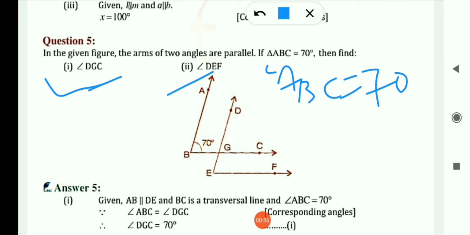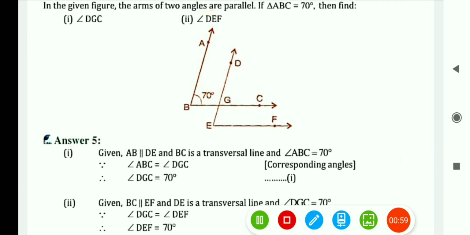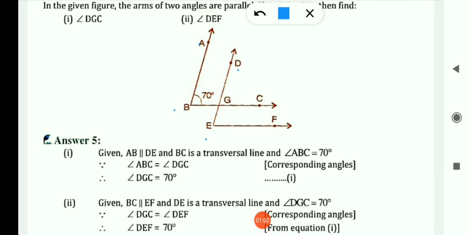Okay, so the solution of the first: given AB is parallel to DE because the arms of the two angles are parallel. So BC is a transversal, because these two lines are parallel and are cut by transversal BC. Angle ABC is what? 70 degrees. So this angle is equal to this angle by the definition of corresponding angles on the same side. So angle ABC is equal to angle DGE. So what is the value of angle DGE? It is 70.